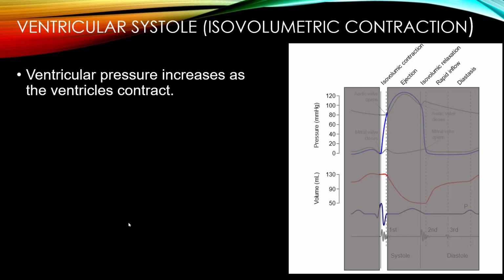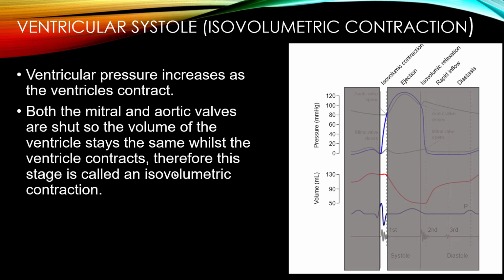Ventricular pressure increases as the ventricle contracts. Here you can see, as I told you, that this graph shows the pressure in the ventricle during contraction of the ventricle. When the ventricle contracts, the pressure in the ventricle increases. Both the mitral and aortic valves are shut so that the volume of the ventricle stays the same while the ventricle contracts. Therefore, this stage is called isovolumic contraction.